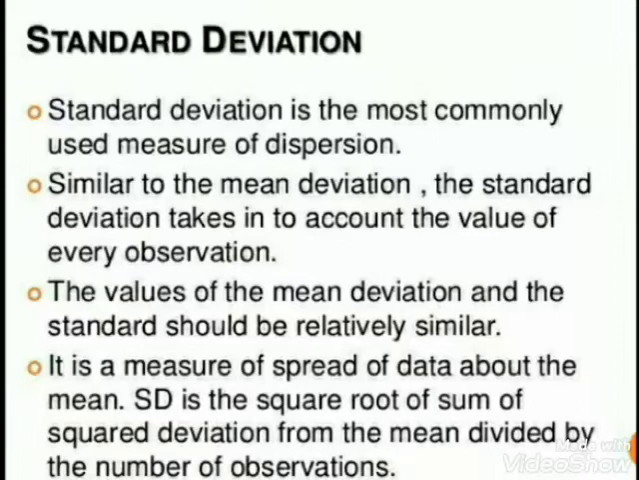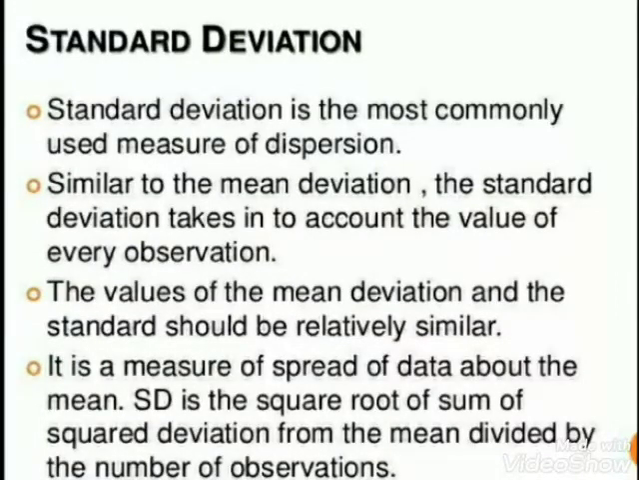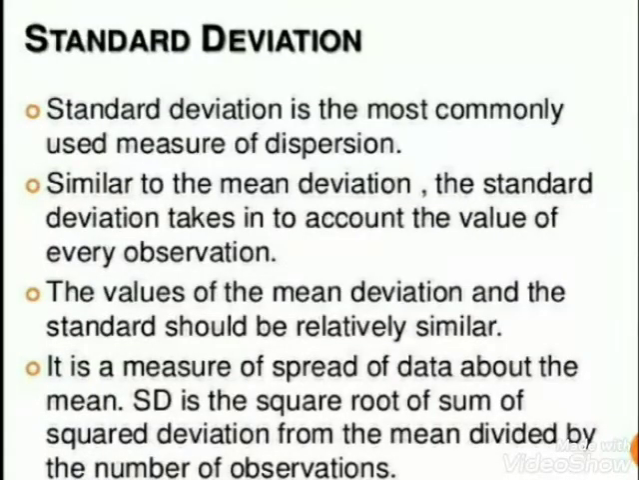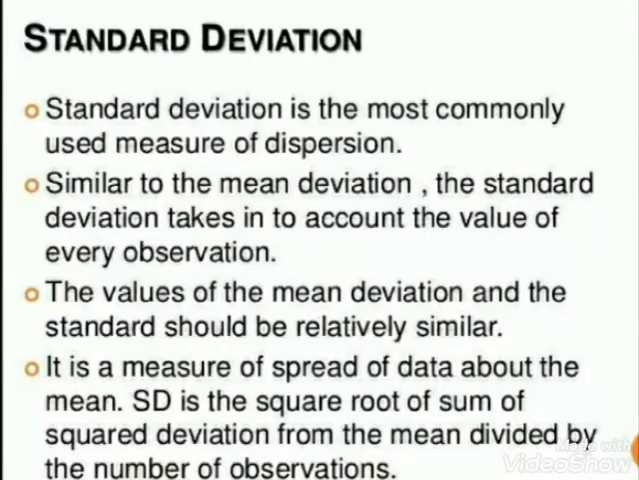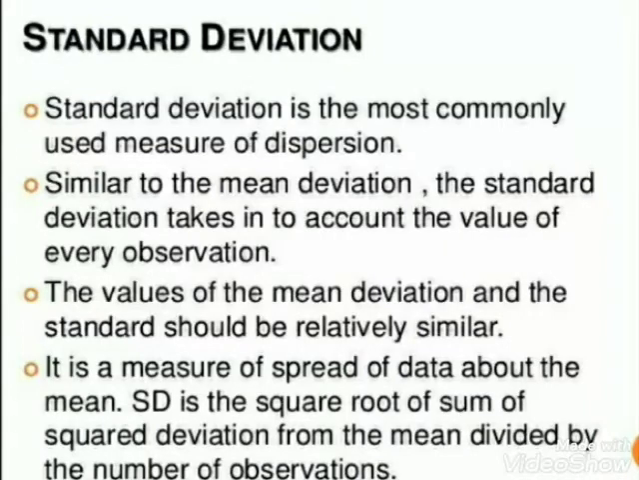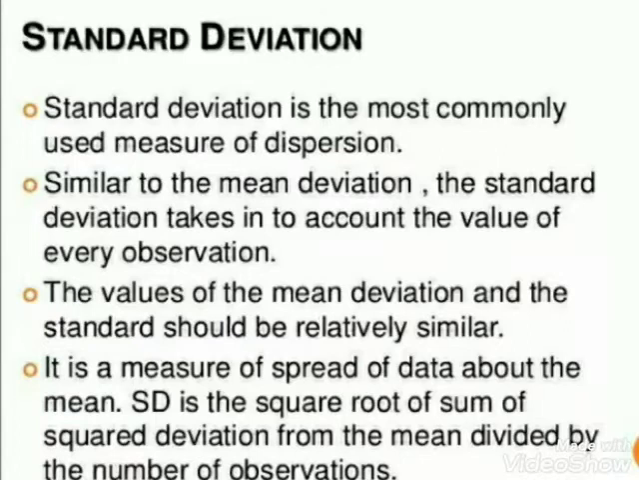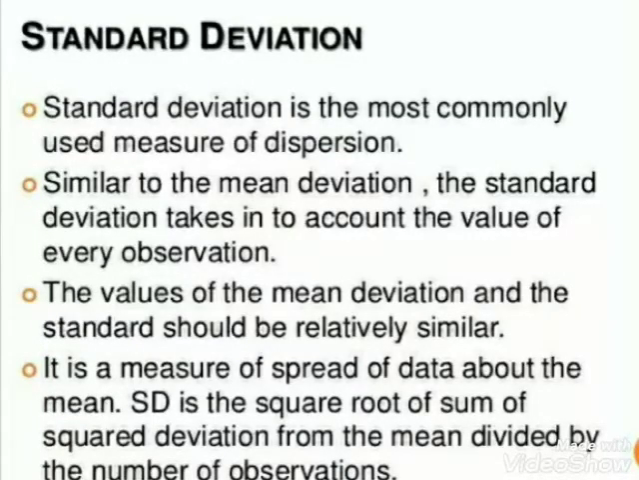But in standard deviation, we are not going to ignore the plus and minus sign, or positive and negative sign. Rather, the signs of the deviations are omitted once the deviations are squared. So finally, the square root of the arithmetic mean of the squares of the deviation is calculated. So it is the square root which is actually called the standard deviation.